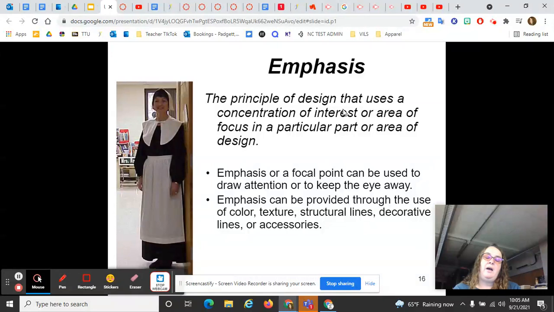You provide emphasis through color, structural texture, lines, decorative lines, accessories. That is how you draw emphasis to the area you're wanting to focus on. You're drawing attention either to a particular area or away from a particular area. You have to be very careful when you do this because you can cause issues with the person's self-confidence of what they're wearing.